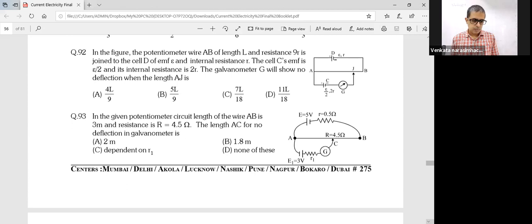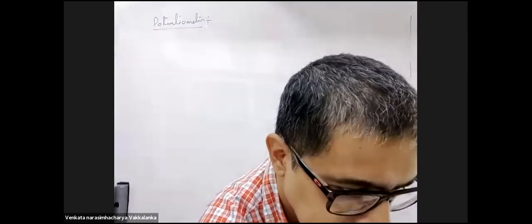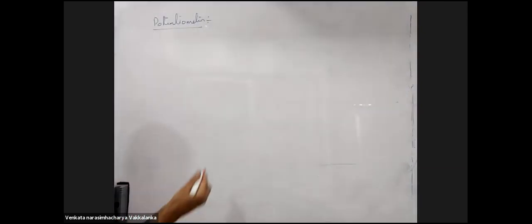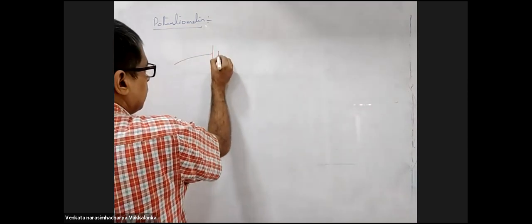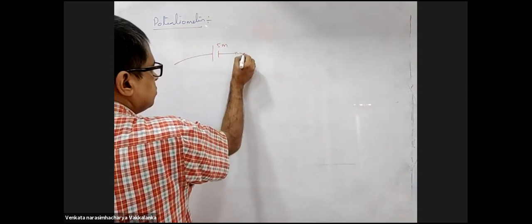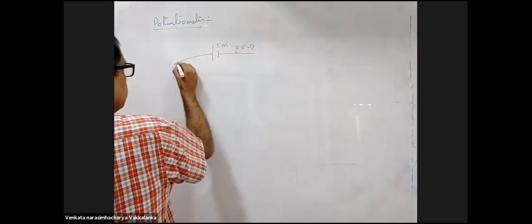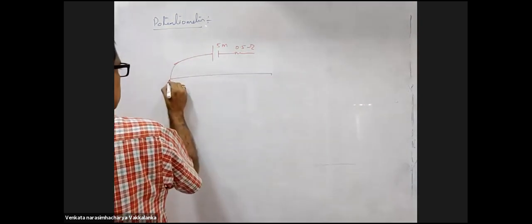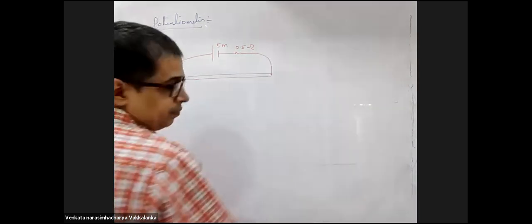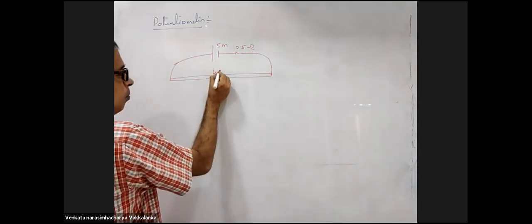What is the answer? None of this is the answer. So I'm getting A. People who are getting 2 meters fell for the track which they wanted you to fall for. This is 5 meters and this is 0.5 ohms. And this is 4.5 ohms.